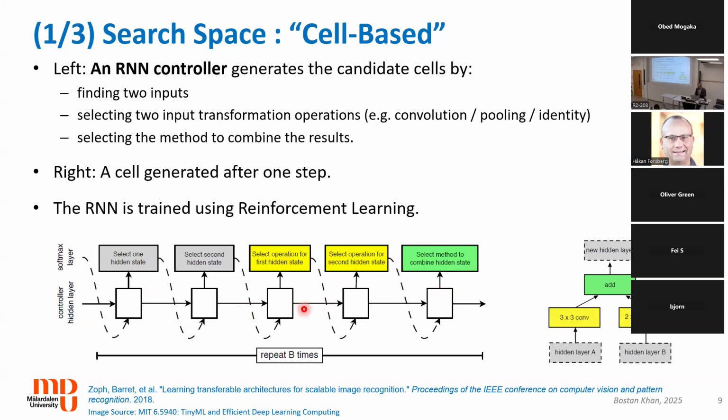So using this operation, they generate this type of one cell. So they have hidden layer A, hidden layer B, and then they have these two operations that were predicted using the RNN, and then this add operation was predicted here. And using this add operation, they create a new hidden layer. So in this way, they are creating new hidden layers that could be used in further layers to create more of these types of operations.